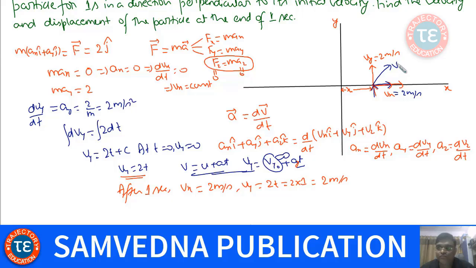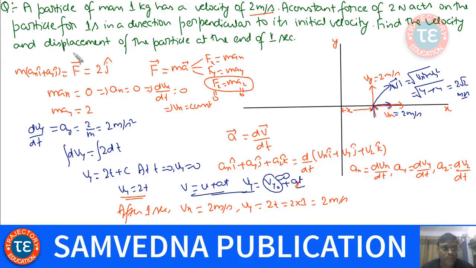So your net velocity will be what? The magnitude of velocity is going to be root of Vx square plus Vy square, you know the vectors. So 2 square is 4, 4 plus 4, 2 root 2 meter per second. That's your velocity. Let's talk about displacement.